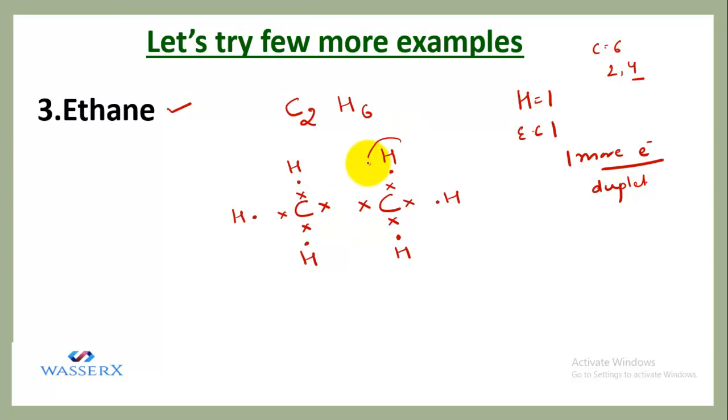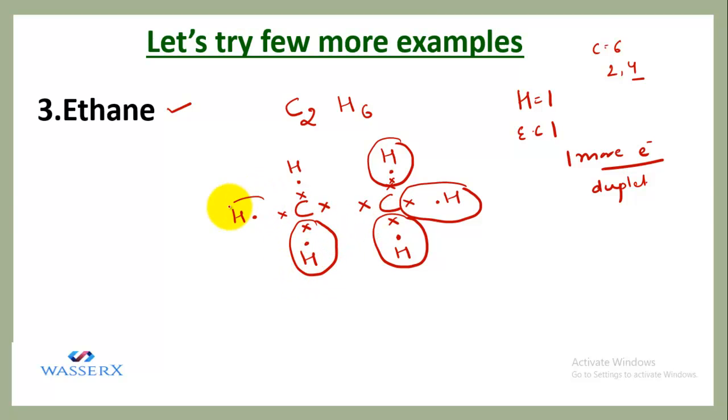Now this hydrogen will become stable. It will share the electron with carbon. This hydrogen will become stable. Similarly this. Similarly this. We can put the dots like this, or you can show the electron clouds like this. Now each carbon atom possesses 4 electrons, 1, 2, 3 and 4.